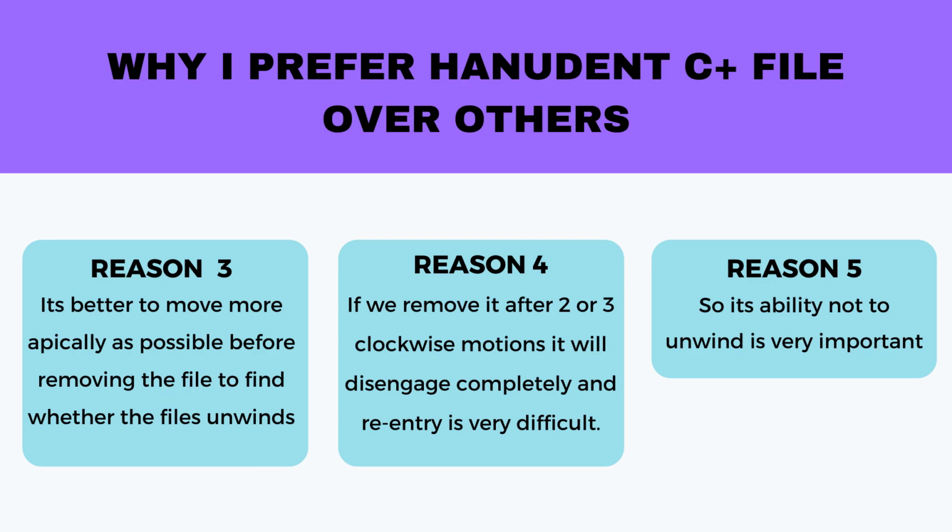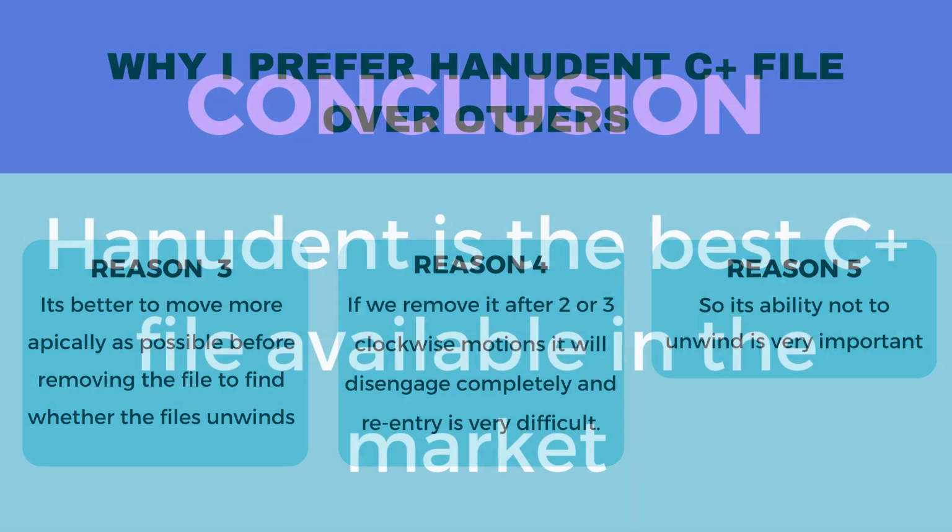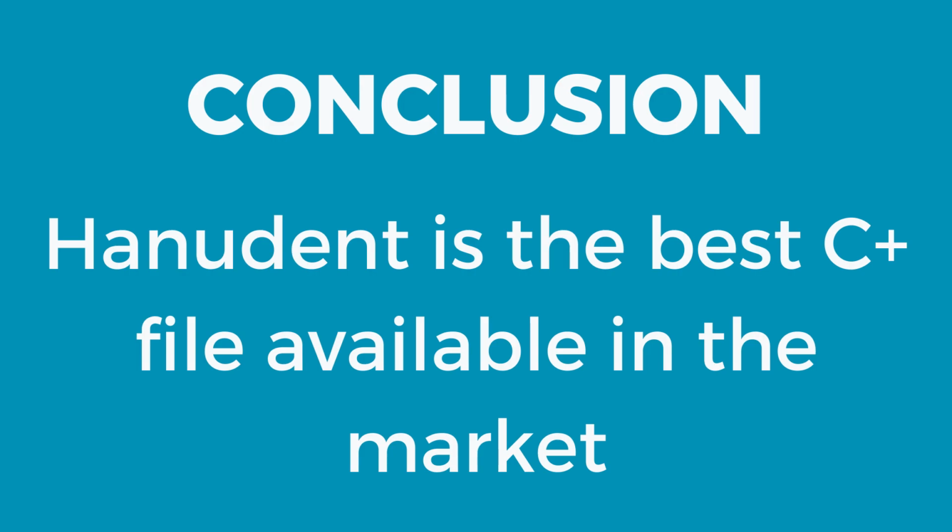But when I was using the previous C+ file system, I had to take it out after 2 or 3 rotations, and I would find that the file had unwound. So it is time to discard. That time is not given for me to work. So 100 gives you that extra time to get really engaged into the canal. That's why I prefer 100. To conclude, by far 100 is the best C+ file available in the market to negotiate calcified canals.